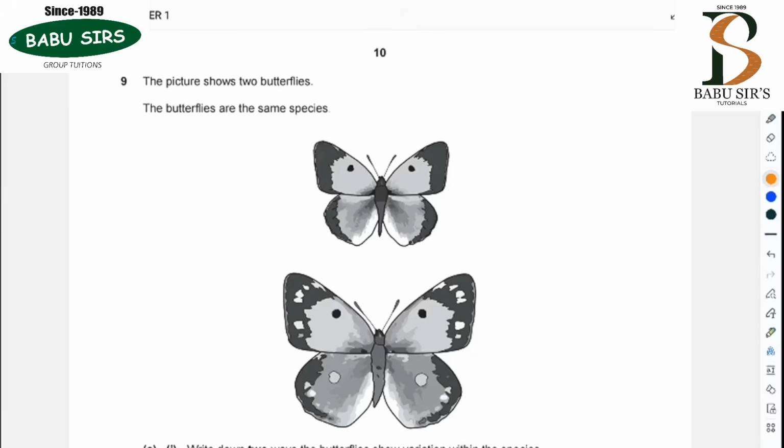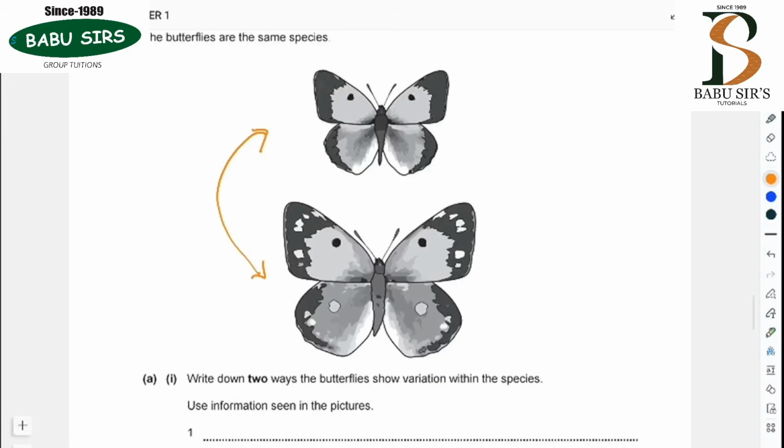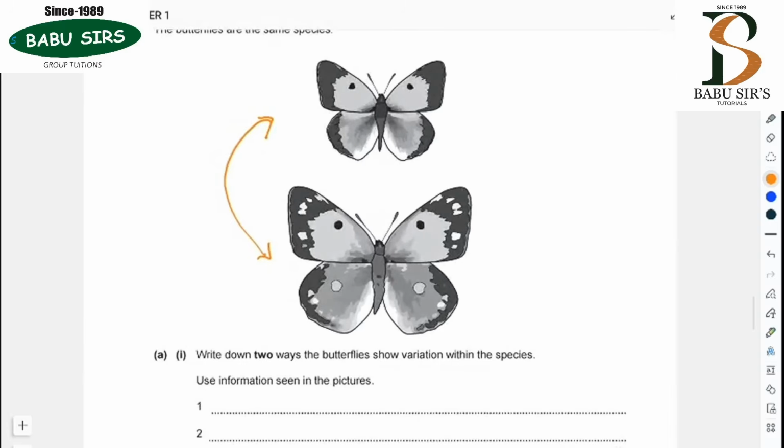Question number 9. The picture shows 2 butterflies. The butterflies are the same species. So these both butterflies belong to the same species. Write down two ways the butterflies show variation. That means you have to show the two differences in both the butterflies. So you can see one is small and one is big. So one you can write is different size.